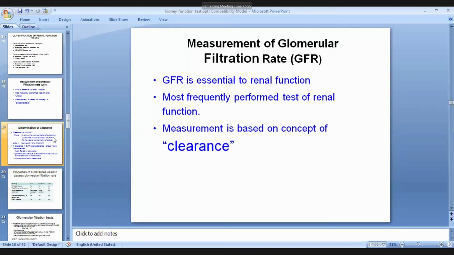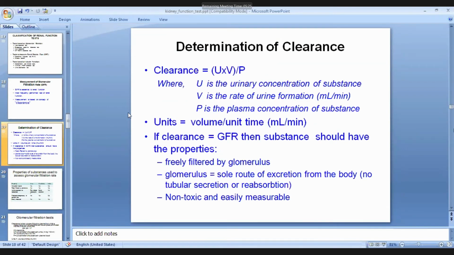Now, about the clearance test, the determination of clearance. The formula for clearance is UV by P. U is the urinary concentration of the substance. V is the rate of urine formation, the volume, in ml per minute, how much urine has been formed in one minute. P is the plasma concentration of the substance. The unit of clearance is volume per unit time, that is ml per minute.